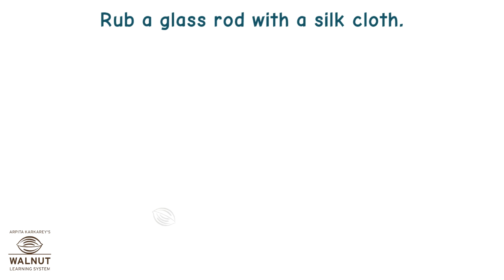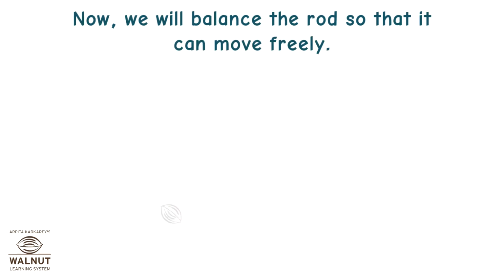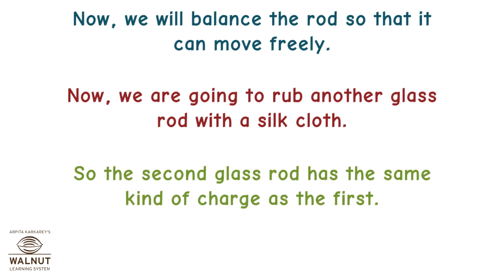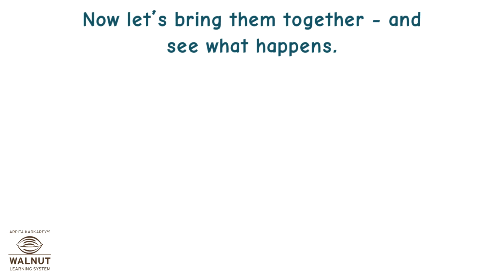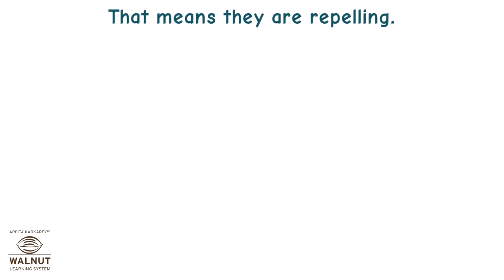Rub a glass rod with a silk cloth. That gives the glass rod a certain charge. Now, we will balance the rod so that it can move freely. Now, we are going to rub another glass rod with a silk cloth. So, the second glass rod has the same kind of charge as the first. Now, let's bring them together and see what happens. They are pushing each other away. That means they are repelling.